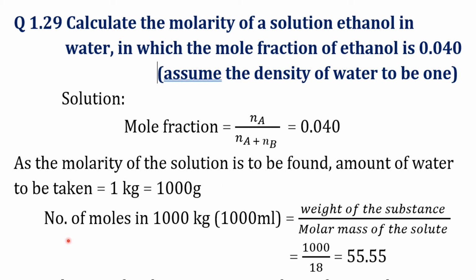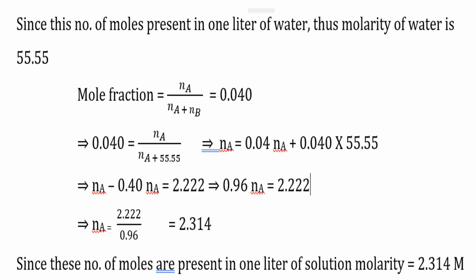Therefore, the number of moles of water present in 1000 grams equals the weight of the substance by molar mass. Here the weight of the substance is 1000 grams and the molar mass is 18. Therefore, the number of moles of water present in 1 kilogram or 1 liter equals 55.55. Since this is the number of moles of water present in 1 liter, the molarity of water is 55.55.